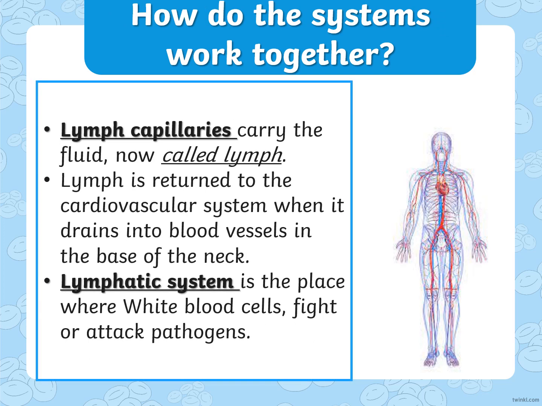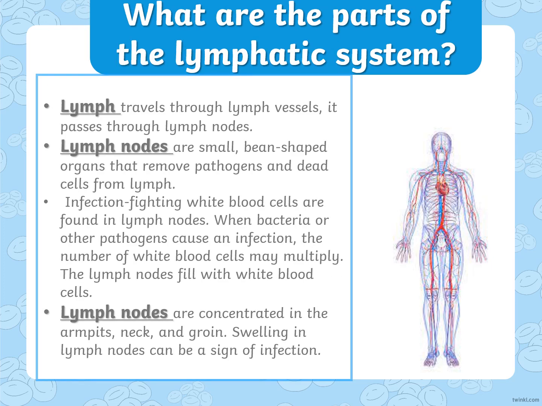So how do the systems work together? The lymph capillaries carry the fluid, now called lymph. The lymph is returned to the cardiovascular system when it drains into the blood vessels at the base of the neck. What is the lymphatic system for? The lymphatic system is the place where the white blood cells fight or attack pathogens.